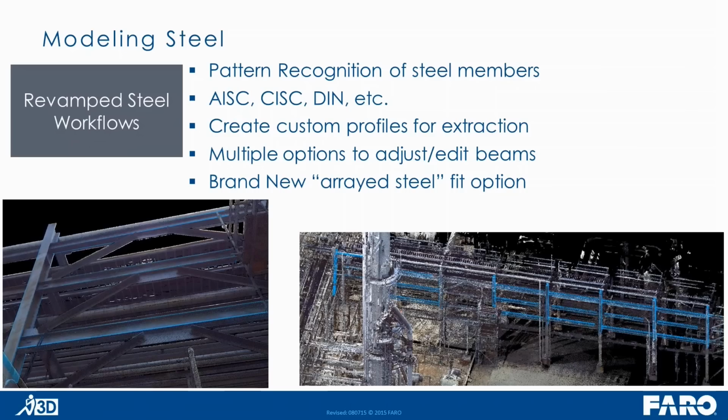Now, the arrayed steel fit option, you're going to see this in the video. This is something that we've been missing. It's a very nice feature where you only have to construct a very small grid of the steel, and then you can either copy it, mirror it, array it, whatever you want to do with just standard AutoCAD commands. We'll then take all of those new objects that were created and fit them to the point cloud.